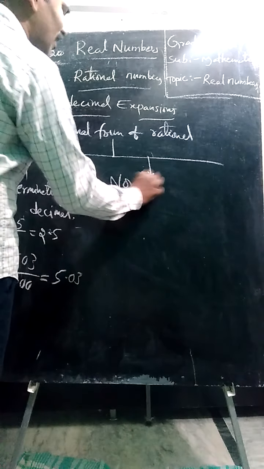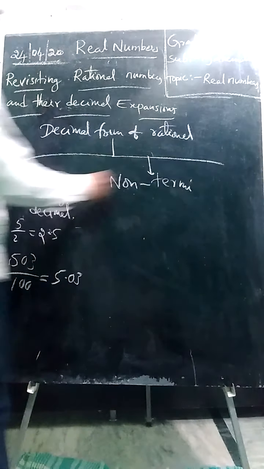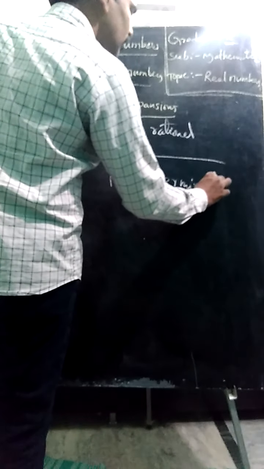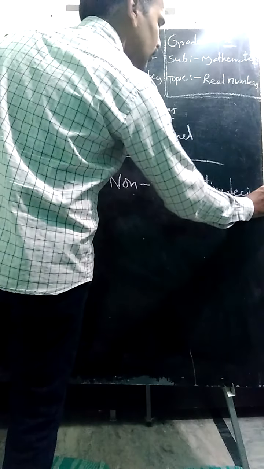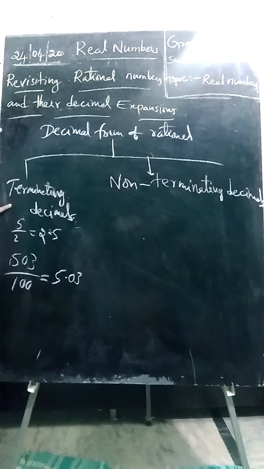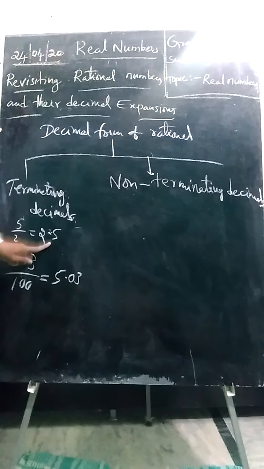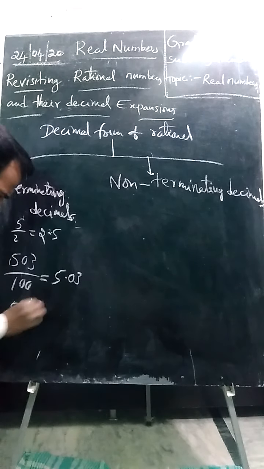But if there is no end, and it repeats infinitely, that is called a non-terminating decimal. Terminating decimals, non-terminating decimals. Terminating decimals means we can write the rational number in decimal form ending after some digits after the decimal point. Sometimes it may be big. That's not an issue. Example.